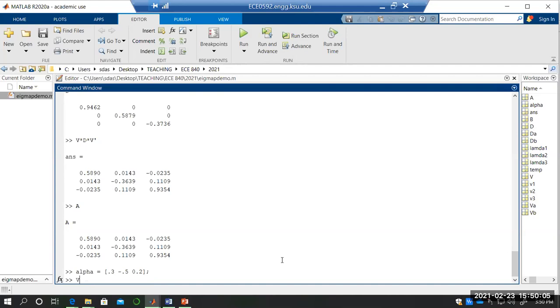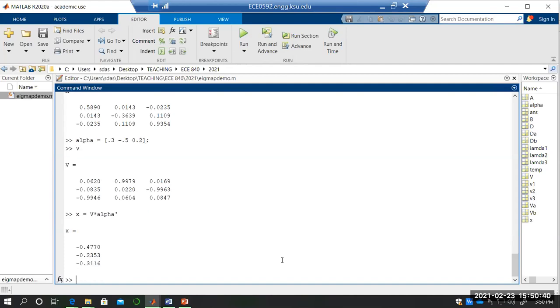So what was my v? This is my v. So x equals summation alpha i vi, right? Yeah. x equals summation alpha i vi. What do I do? V. Yeah, V. So x equals V star alpha transpose. So this is my x. Okay. Yes. What's the length of x?